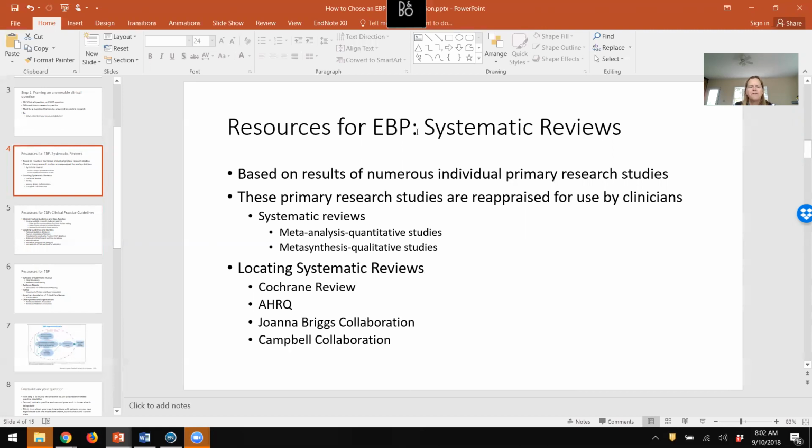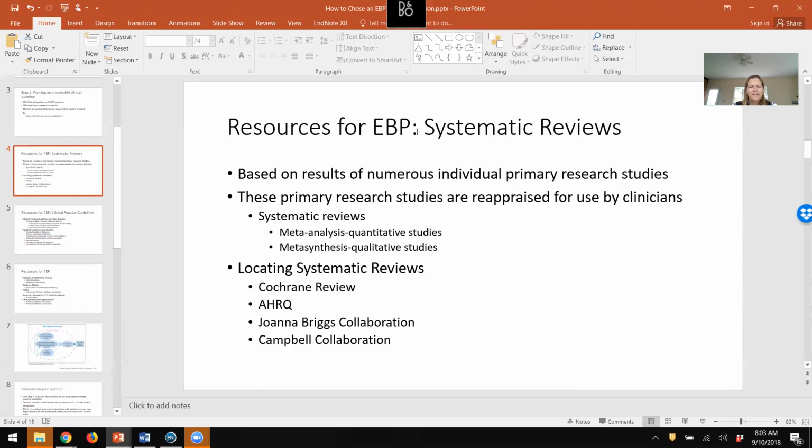So systematic reviews are based on the results of numerous individual primary research studies. So a clinician will ask a question themselves and say, you know, what is the effect of having a rapid response team? And then they'll go into a database and collect all the articles that were done that tested rapid response teams, and then they will systematically go through all of these articles and come up with a conclusion at the end, saying whether there is evidence for this or not.